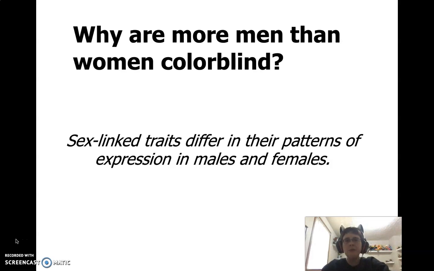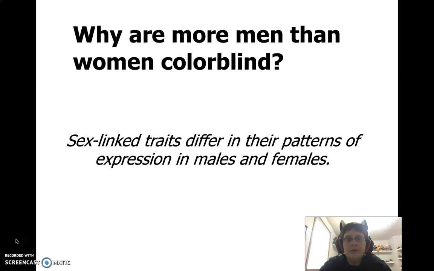Welcome back to Chapter 9, Genes and Inheritance. And we are picking up with some more of the exceptions to Mendel. Now we're going to look at sex-linked traits. These are traits that differ in expression because they are seen more in one sex, like males or females.